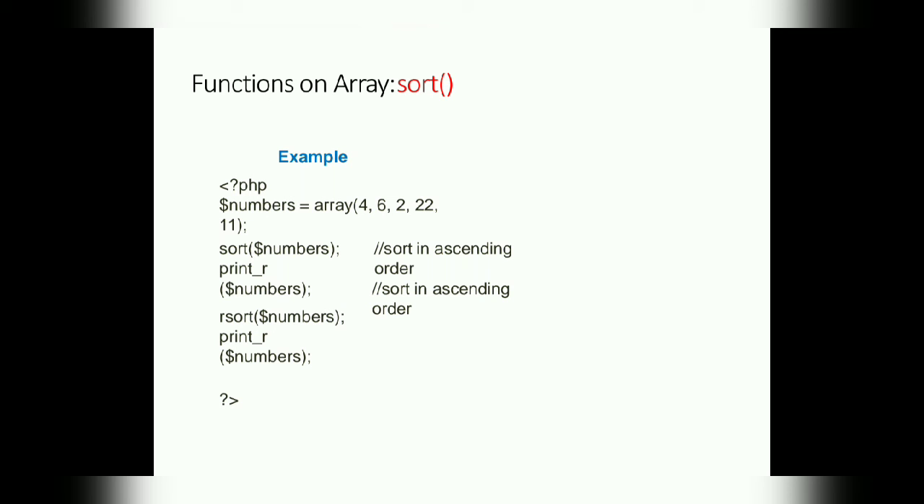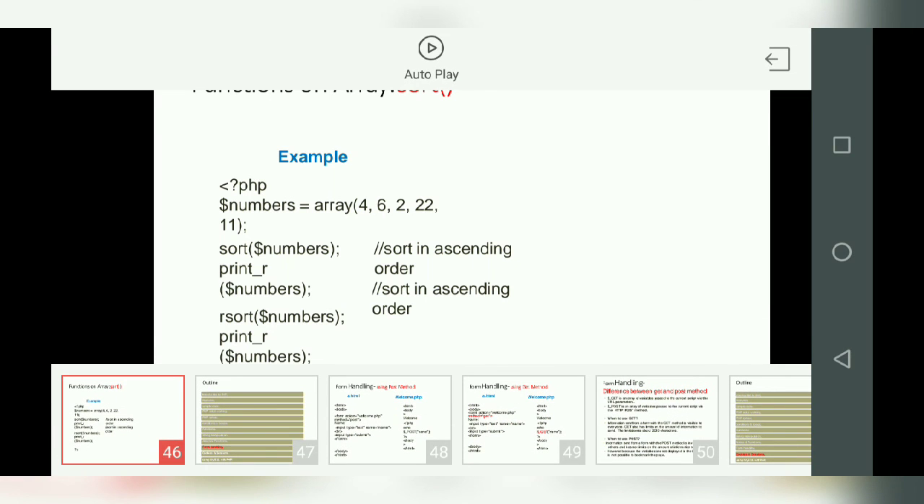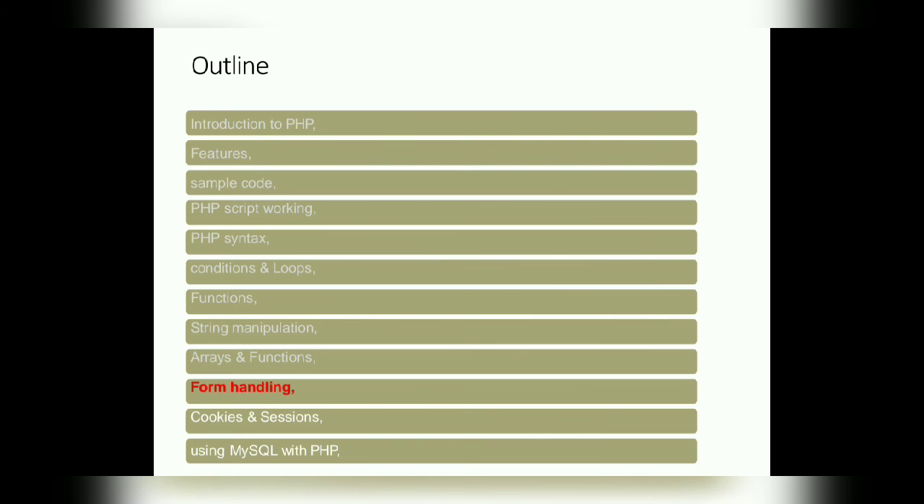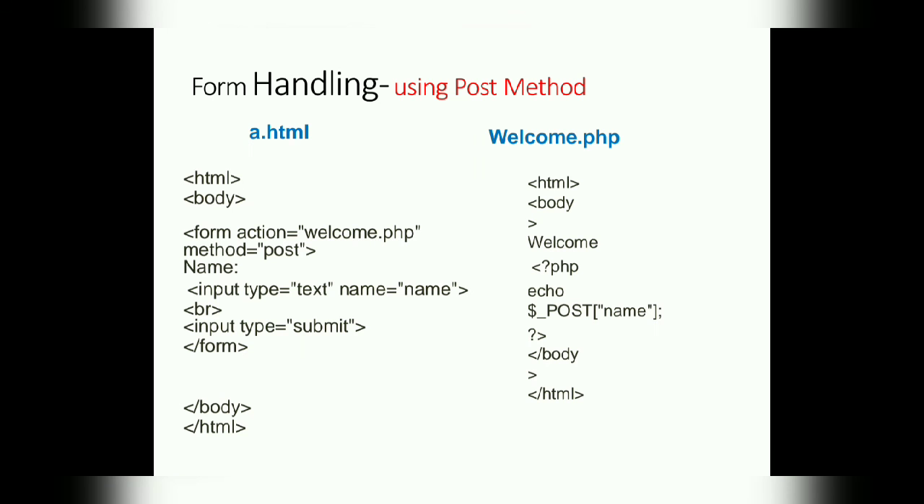Now, functions on arrays. Sort is used for sorting in ascending order. Here the $numbers array has the values 4, 6, 2, 22 and 11. We want to sort the numbers, so we directly use the function sort and provide the array name $numbers. It will sort the values in ascending order, and print_r will give the standard format. So this is the simple sort function.